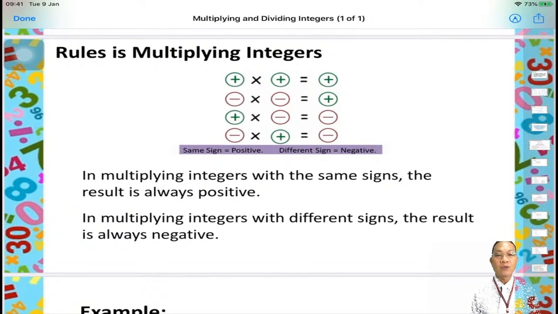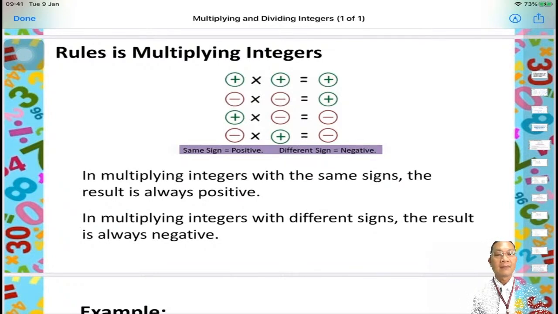So it means that when we are multiplying integers with the same signs, the result is always positive. In multiplying integers with different signs, the result is always negative. All right, so it's very easy. So again, when we are multiplying integers with the same signs, the result is always positive. And in multiplying integers with different signs, the result is always negative.